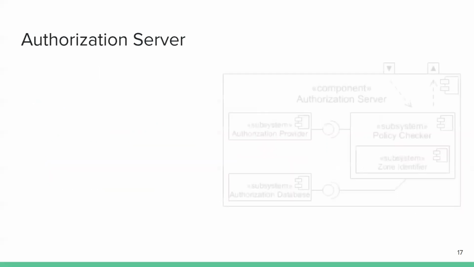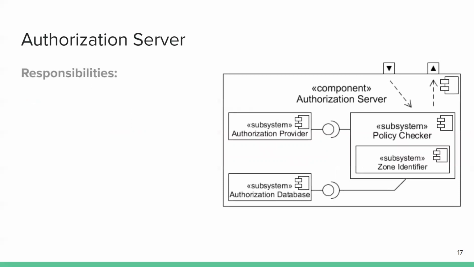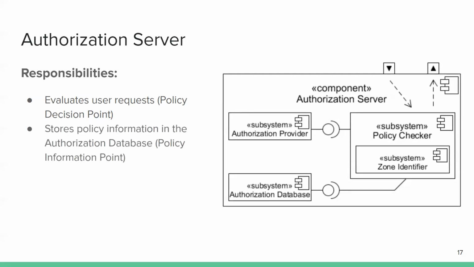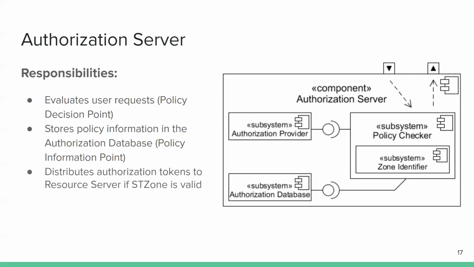The authorization server, which is pictured here, has a responsibility of evaluating user requests, and that is the policy decision point. It'll go ahead and use the policy information stored in the authorization database, which is the policy information point, and it'll use the user's time and location in order to determine if access should be granted. And it'll go ahead and distribute an authorization token to the resource server if the SD zone is found to be valid.